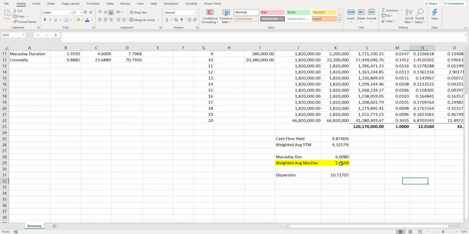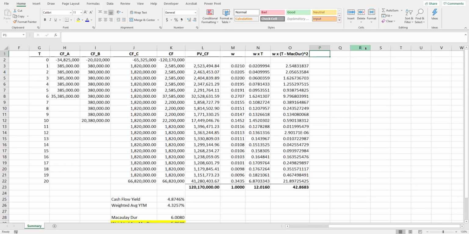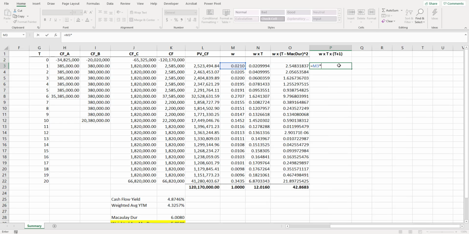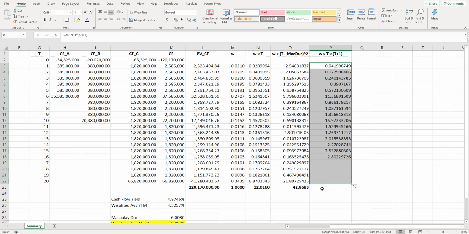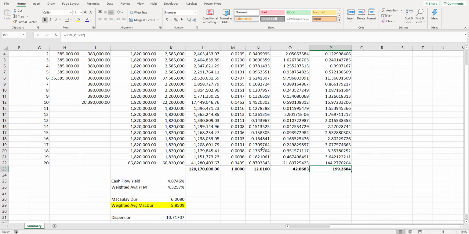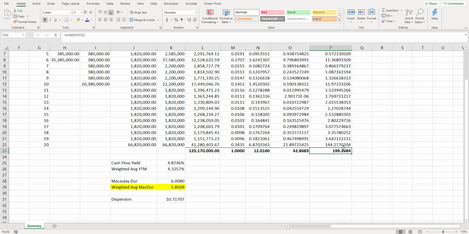Okay, let's move on. Now we'll calculate the convexity of the portfolio. So to do that, I'll take the weight times the time period times t plus 1. Right, so again I'll just rebuild it from scratch. So times t times bracket t plus 1. Then I'll just drag this down. Okay, and the sum here is 199.2684. Alright, so this is of course in semi-annual period squared.